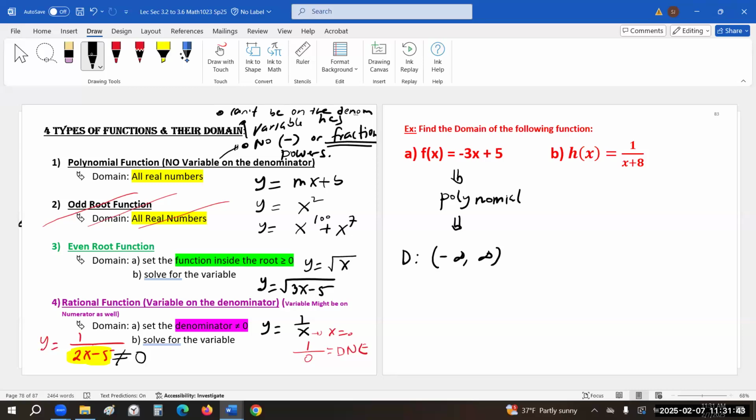Any question? Okay, how about B? What type of function is B? Look at the two scenarios I gave you. Is it an even root function or rational function? Rational. And a rational function has only one problem. What is that problem? Denominator.